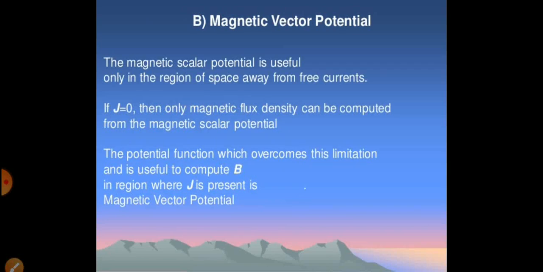The magnetic scalar potential is useful only in the region of space away from free current. If J equal to 0, then only the magnetic flux density can be computed from the magnetic scalar potential. The potential function which overcomes this limitation and is useful to compute B in a region where J is present is the magnetic vector potential.